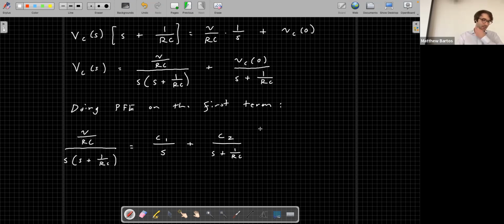Very good. Okay, so let's go ahead and do PFE. Let's multiply through by S. I'm going to start on a new page here really quick, but I'll just let you finish writing. So the game plan here: we're going to multiply through by S and evaluate at S equal to 0. That'll give us C1. And we're going to multiply through by S plus 1 over RC and evaluate it at negative 1 over RC. And from that, we'll get C2.